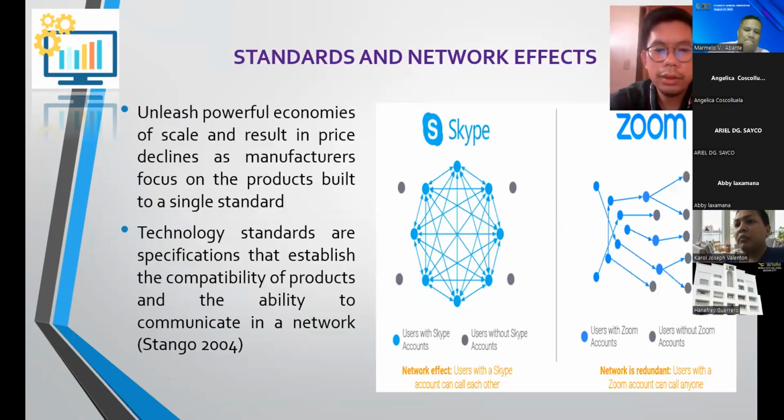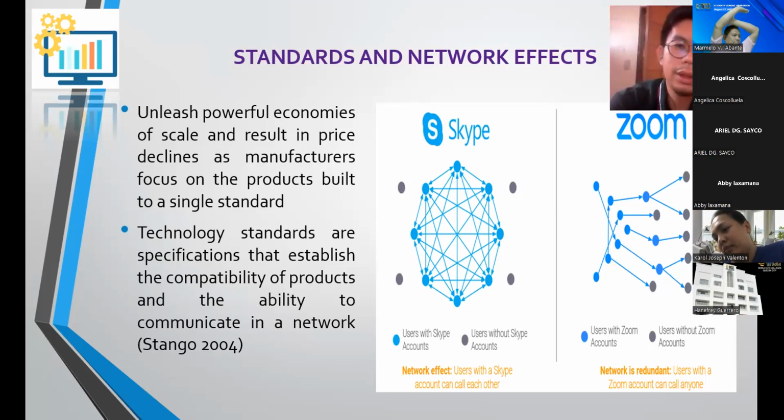So according to Stango in 2004, technology standards are specifications that establish the compatibility of products and the ability to communicate in a network. Different IT manufacturers and IT computing service providers, plus widespread acceptance by consumers of an agreed standard technology, make it possible to cheapen the price of computing devices, since manufacturers focus on products built per the agreed standard.